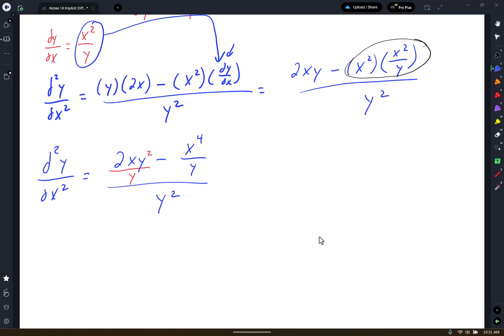All I did was take this one right here and multiply by y over y, because y over y is just 1. So it turns to y squared over y. We're still okay, guys? All right, here's what I now have: 2xy squared minus x to the fourth over y, and all that is still over y squared.